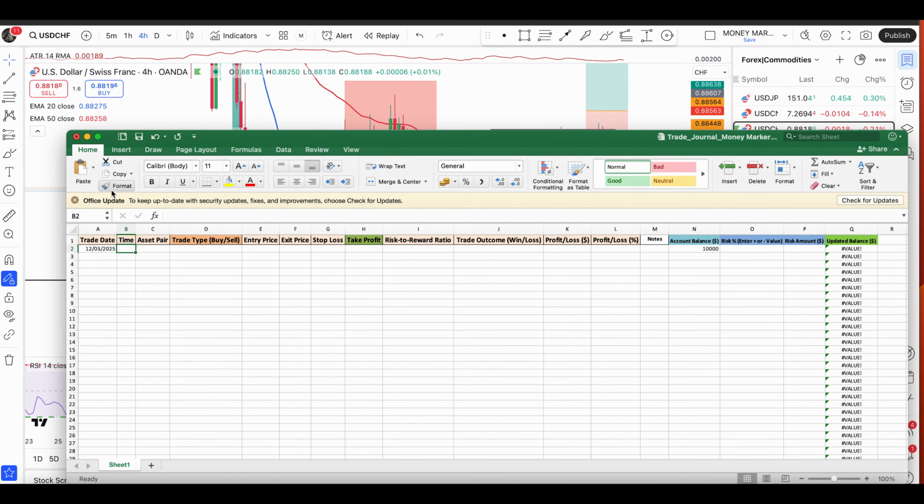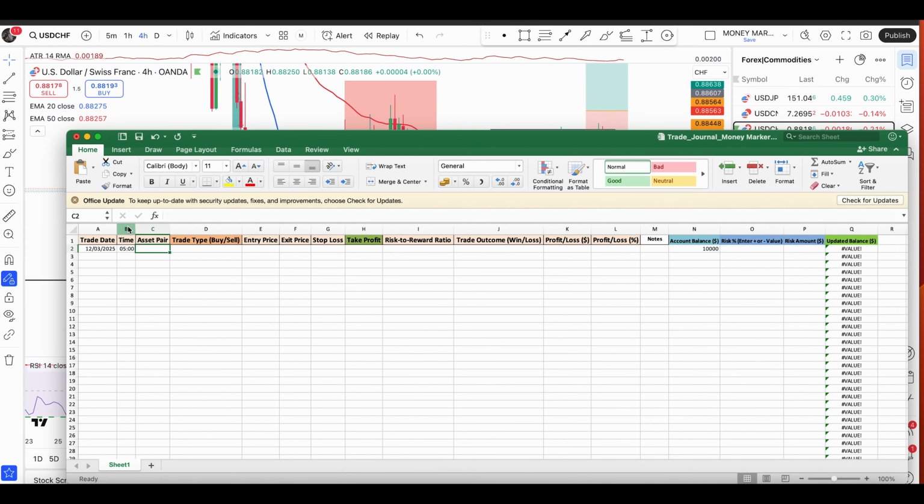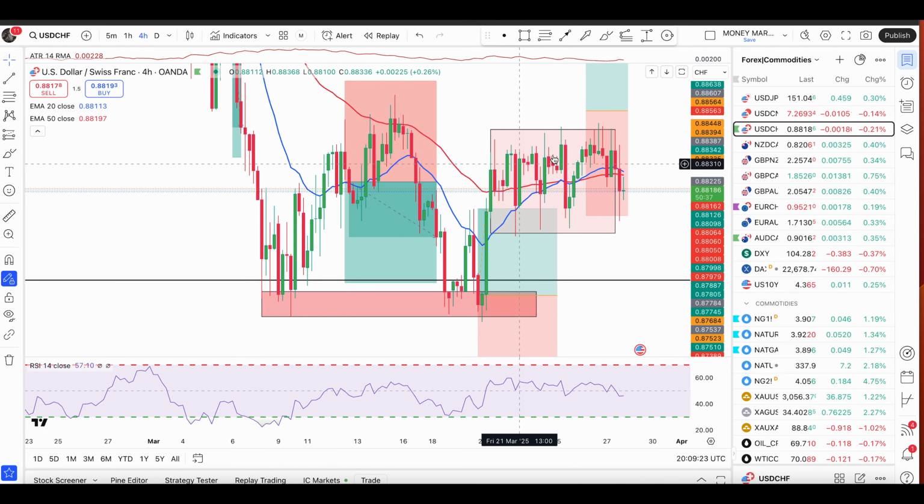So the date was right here, and the time is, as you can see, when this candle is closed, that was 5 a.m. So I'll put 5 a.m. That was USD CHF, and the trade type is sell. Entry price is 0.88229. Now the way you can claim this, I will go through that in a very short while.